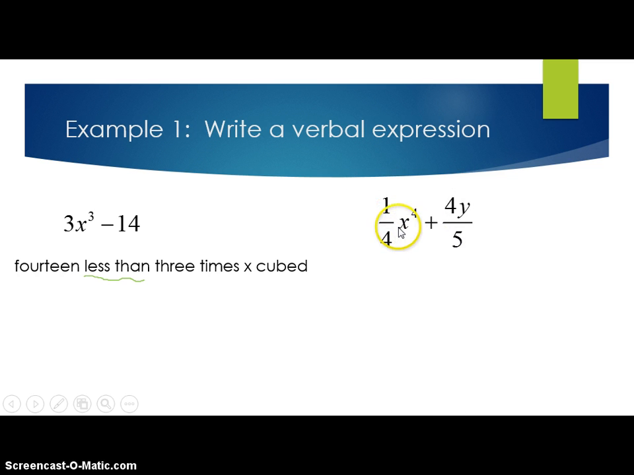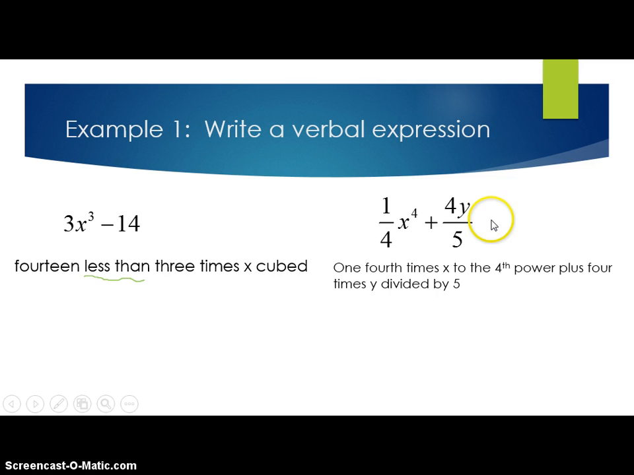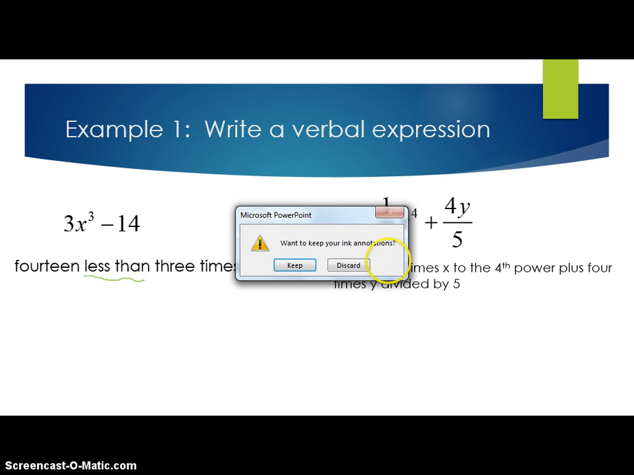And here's our other one. We have 1/4, being multiplied by x to the 4th power. We're adding the product 4 times y divided by 5. So that's pretty much how I'm going to write this: 1/4 times x to the 4th power plus 4 times y divided by 5. It looks a little trickier, but because it's an addition, you can pretty much write it straightforward. So not too bad.